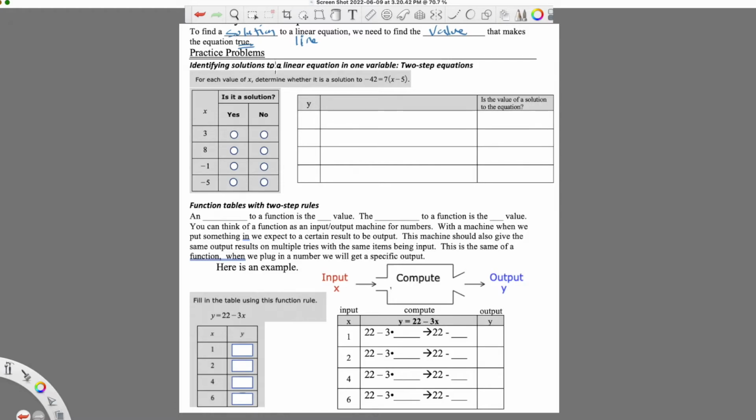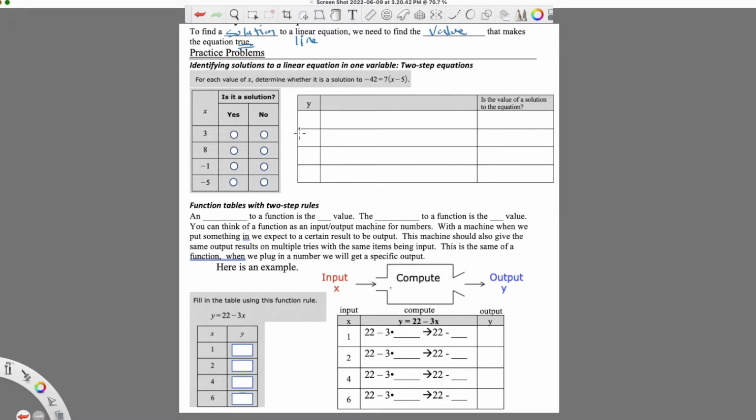So when we're given an equation here, it says for each value of x, determine whether it is a solution to negative 42 equals 7 times the difference of x minus 5. And remember, difference means that we're subtracting. So we're going to go through the table they gave us and figure out which one of these is the solution. One of these numbers is going to get us the correct answer of negative 42, because we're going to plug it in, and that's what we're looking for. We want it to equal negative 42.